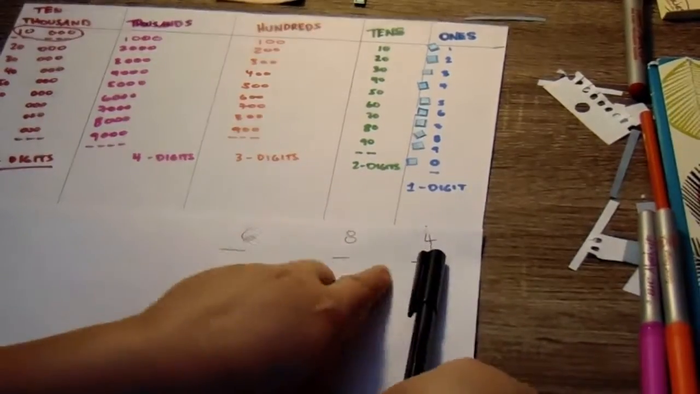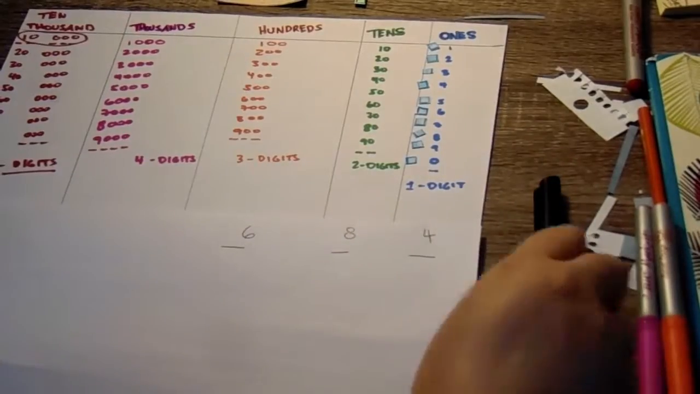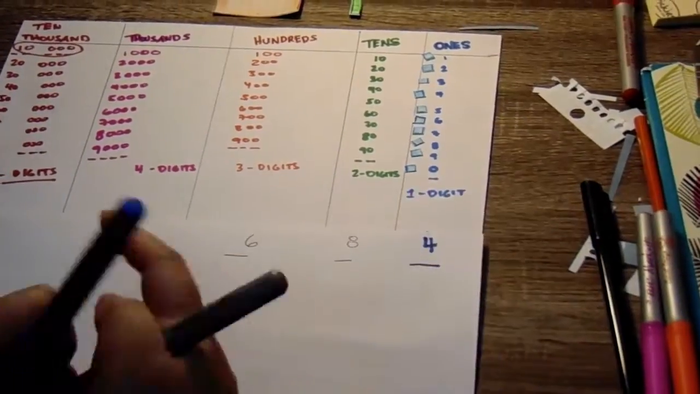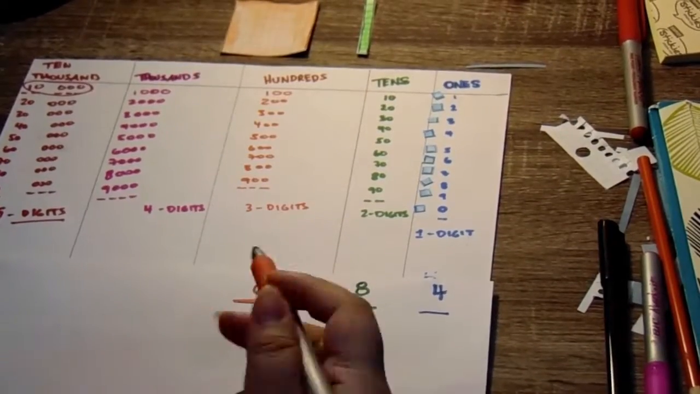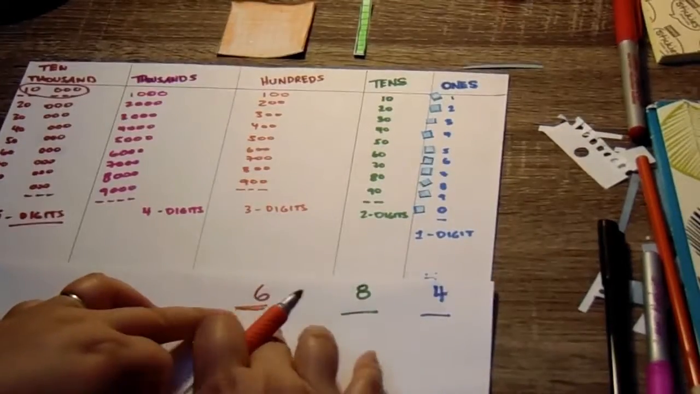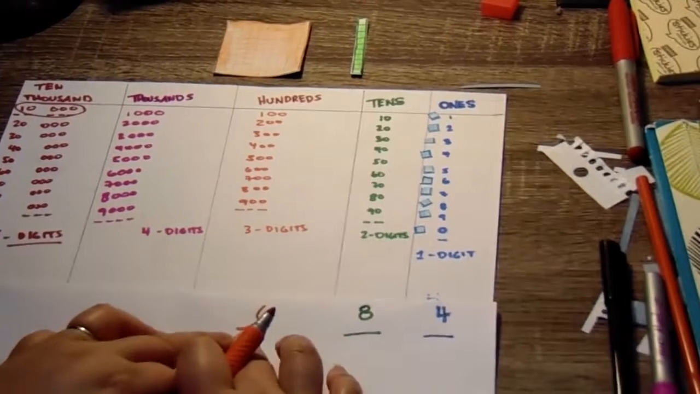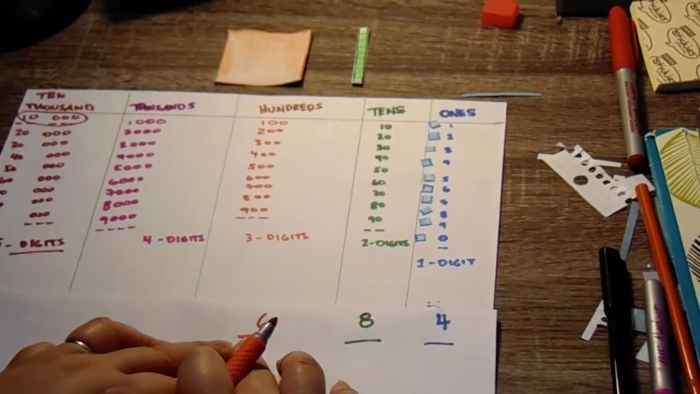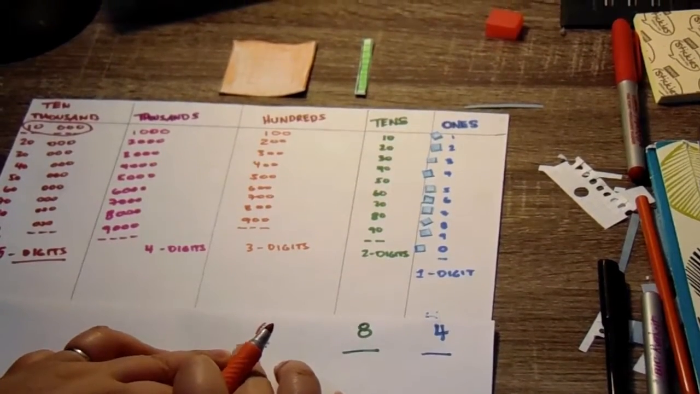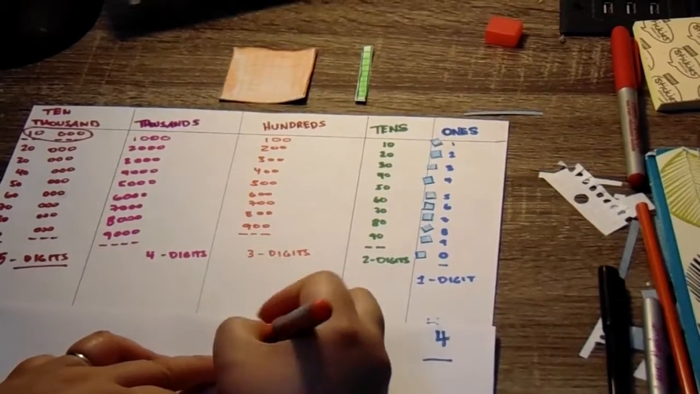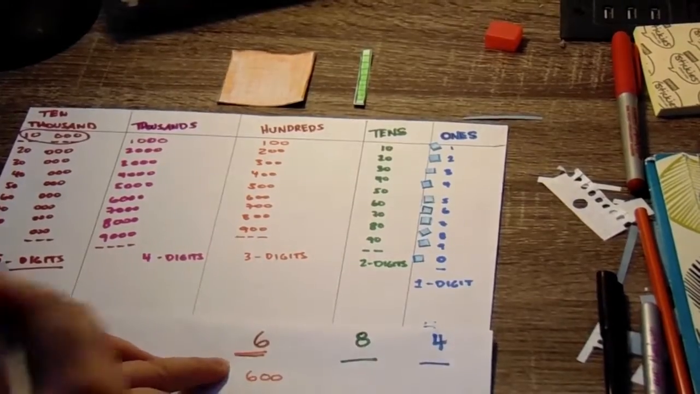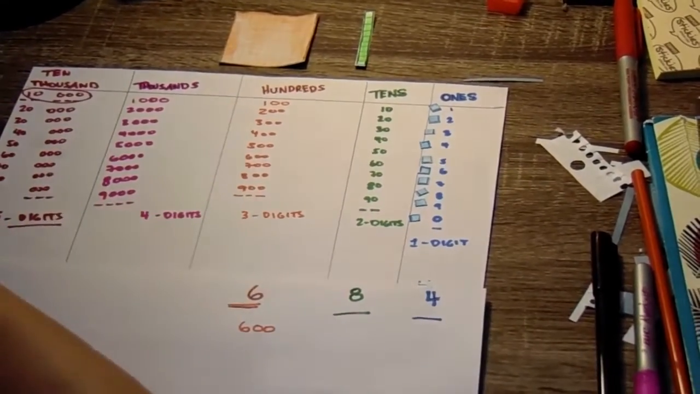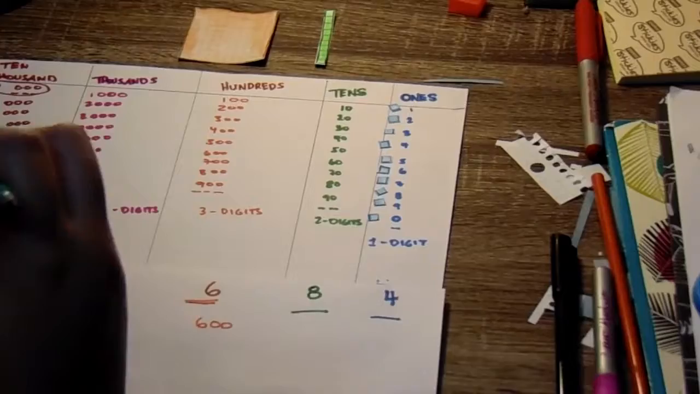Now let's try a bigger number, like 684. It has 3 digits. Line up the numbers to the most right with the 4 falling under the ones category, the 8 falling under the tens category, and the 6 under the hundreds category. What does this mean? Well, the 4 means it's just 4, but the 8 means that it's 80, and the 6 means that it's 600. That's 684.